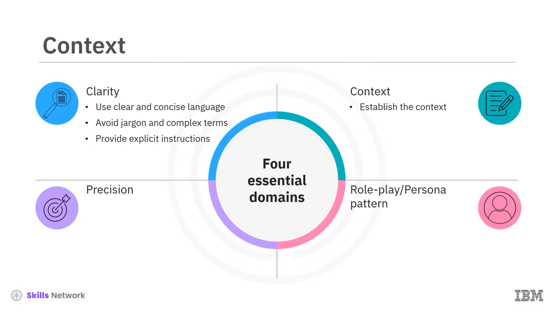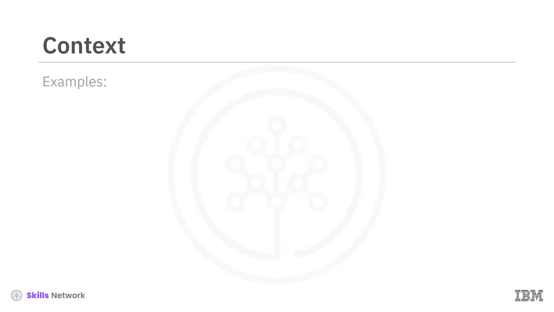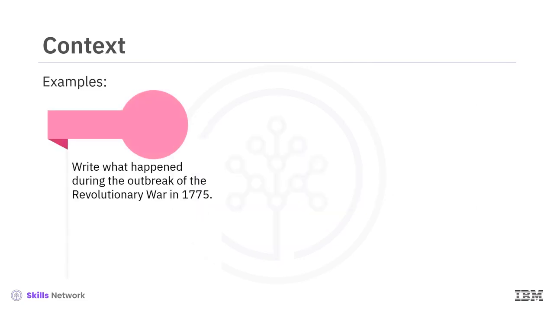Context always helps the model understand the situation or the subject. This could involve giving a brief introduction or explanation of the circumstances in which the response is required. Relevant information or specific details like people, places, events, or concepts help guide the understanding of the model. So it's important to incorporate such details while writing prompts. For example, the prompt, "Write what happened during the outbreak of the Revolutionary War in 1775," does not contain adequate context and specific details to guide the understanding of the model.